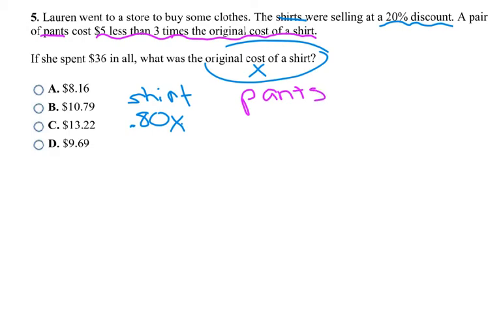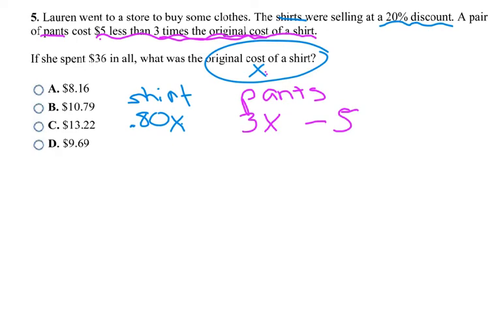The pants cost $5 less than. So that means I'm going to be subtracting, but there's going to be a flip. So 5 is in front of the less than. It's going to be after the subtraction symbol. 3 times the original cost is after than, so it's going to be in front of the subtraction symbol. So 3 times means 3 multiplied by the original cost of the shirt, which we said is X.